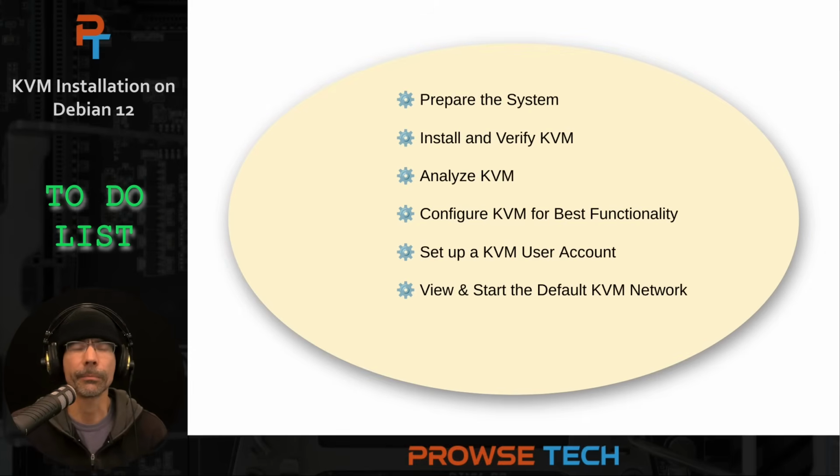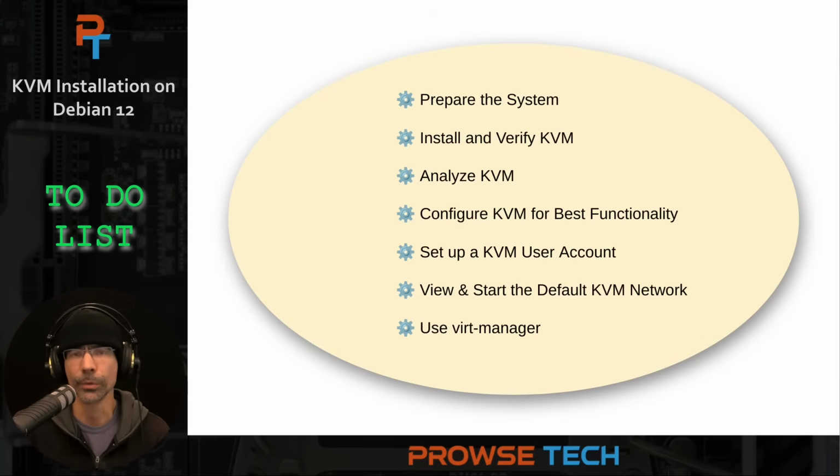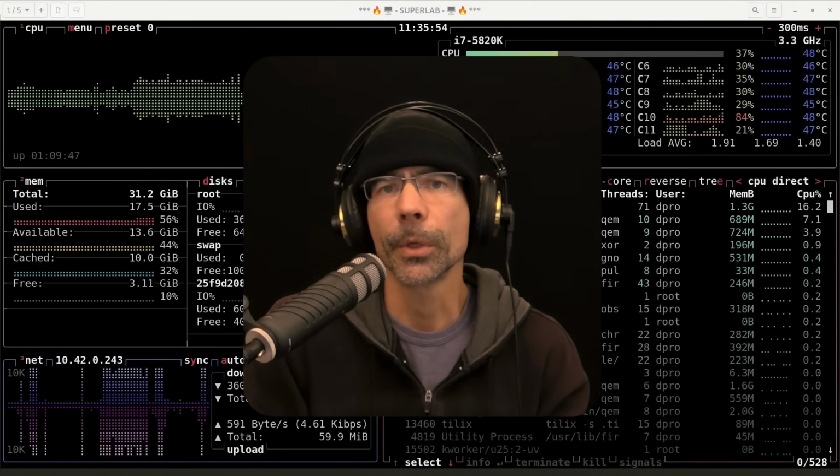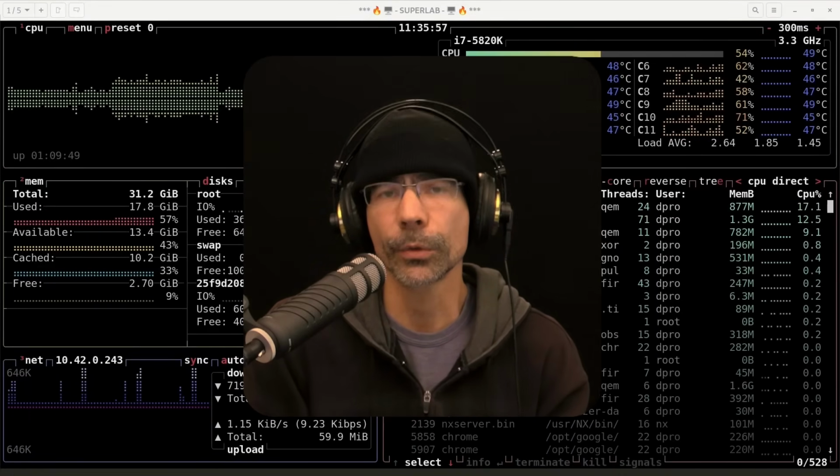And so this is important to do. You want to have some type of network within KVM for your virtual machines. We'll show how to do this with command line based tools. And finally, we'll also use virt-manager, which is one of the many GUI based tools that you can use with KVM. So KVM is one of the most important tools in my toolkit.